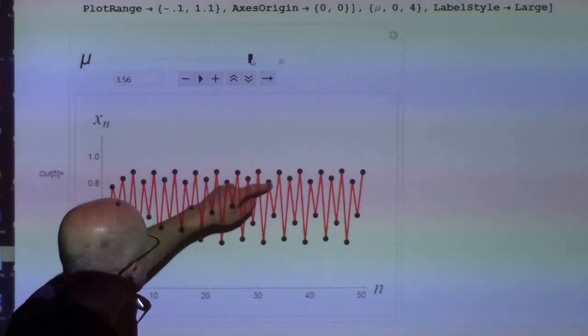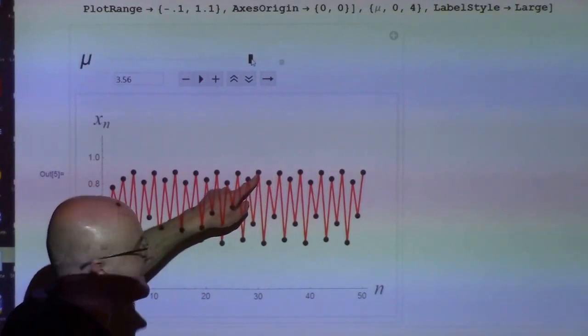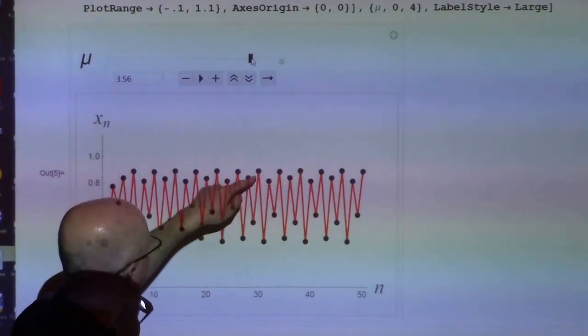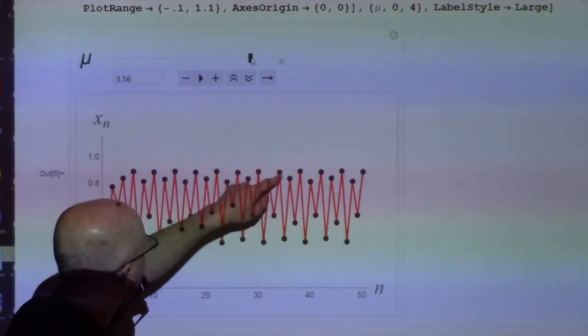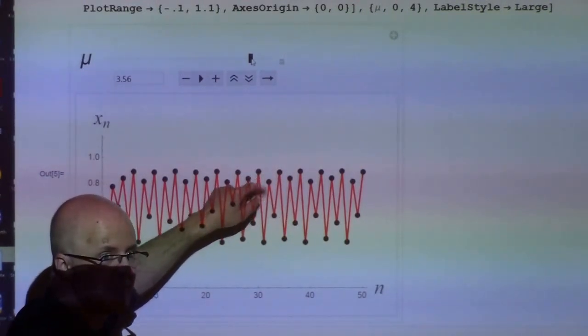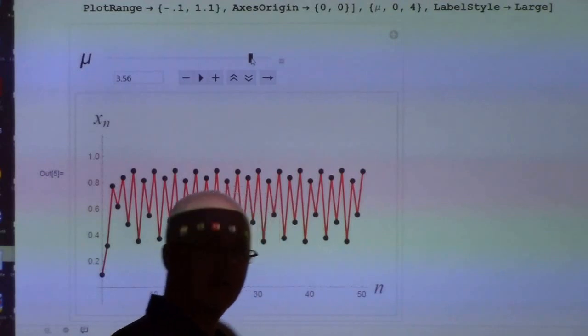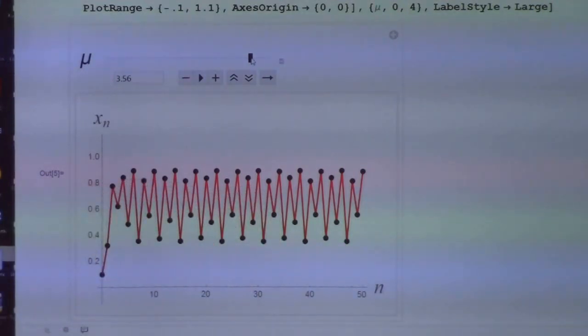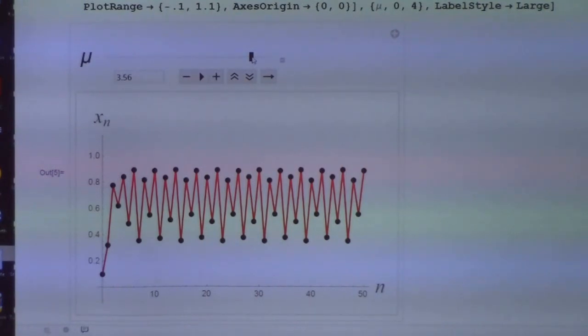Start here. 1, 2, 3, 4 brings you close, but not quite as close as that. 1, 2, 3, 4, 5, 6, 7, 8 is pretty close to where you started there. This is approaching a cycle of period 8. And if you keep going, you'll approach cycles of period 16, then 32, then 64, then 128. The period of the cycle you end up approaching as mu increases keeps doubling.